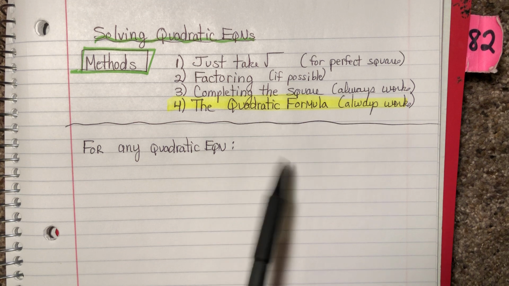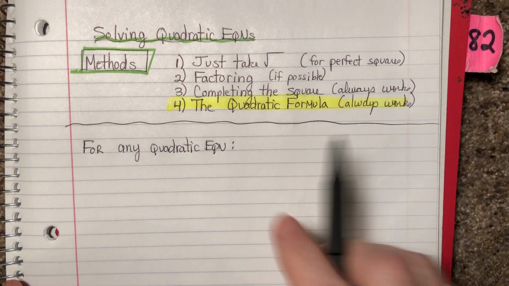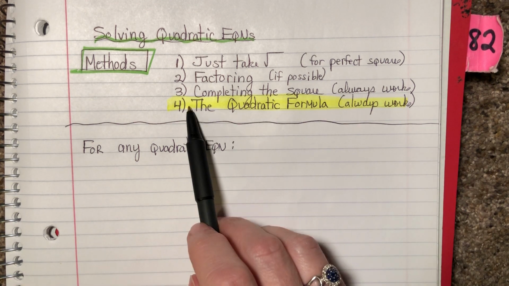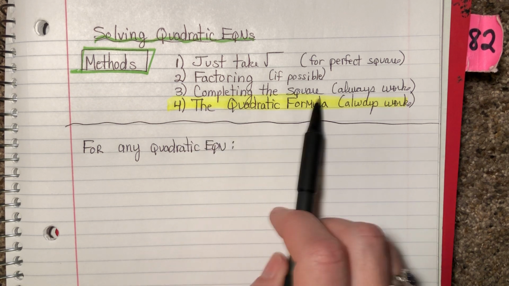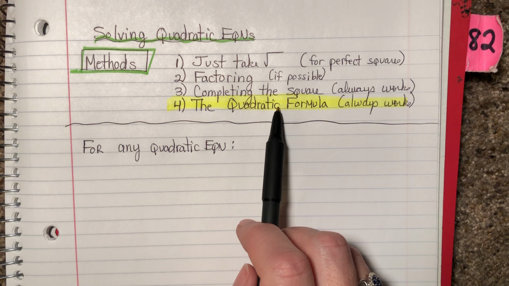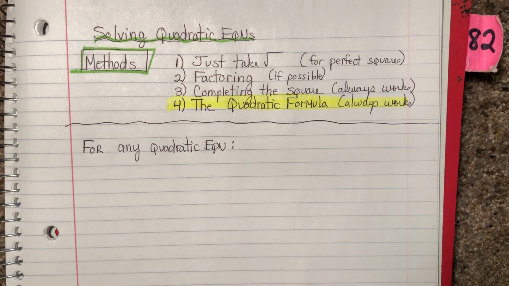The interesting thing is, well, I'll show you in just a second where this comes from. Completing the square and the quadratic formula are actually the same thing. The quadratic formula is sort of a shortcut method of completing the square. You might not think it's a shortcut, but it actually is.